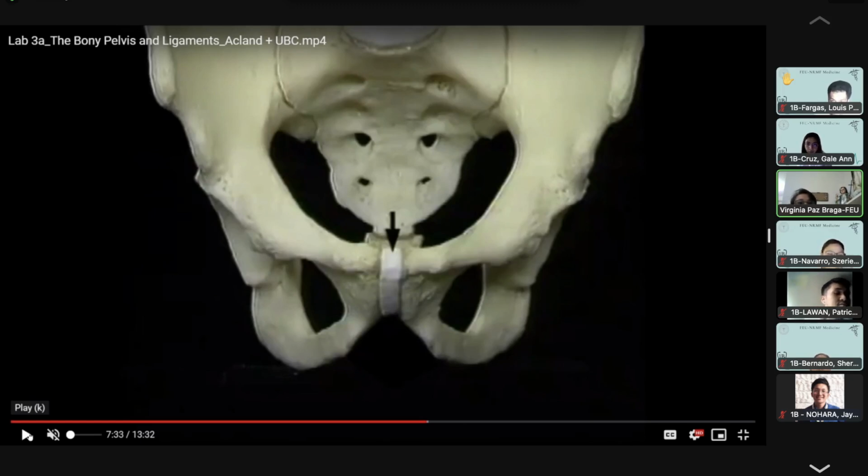Okay, what is this? Silent movie ulit. Ayos! Very good. Correct. Dr. Navarro, what is it actually? Pubic symphysis po. Very good. What type of joint?